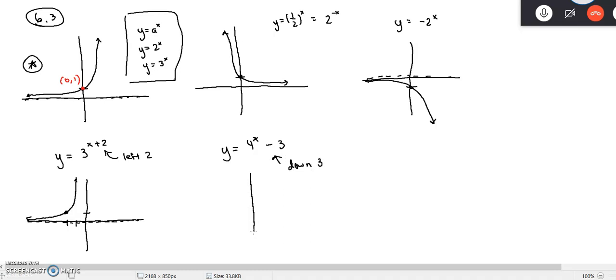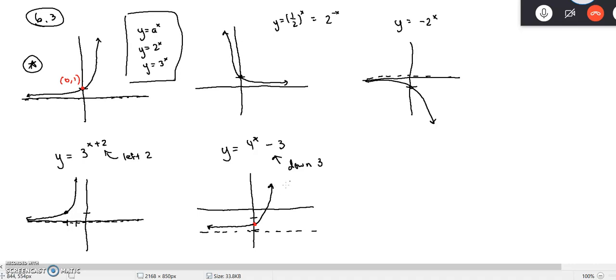All right, now when you shift these, shift the asymptote first, okay? Because the key point is not 0, 0. The asymptote's on 0, 0. Our key point is 0, 1. So when we shift this down 3, shift the asymptote down 3, and then our graph crosses 1 above that. So it looks like that.